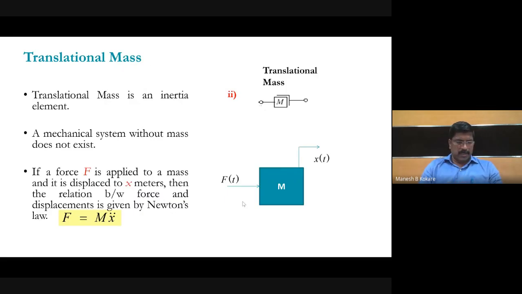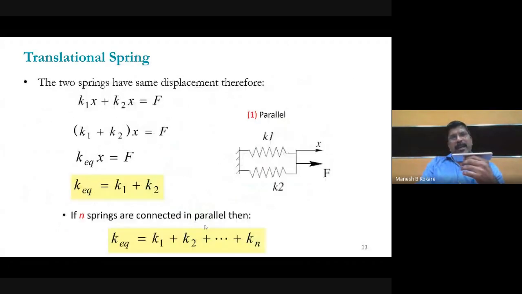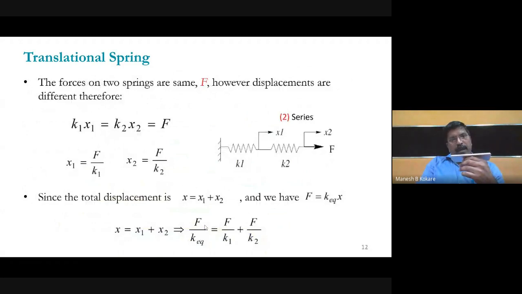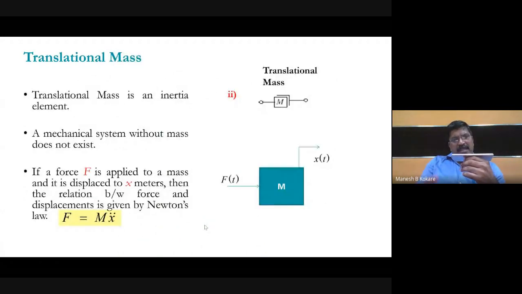That was the translational spring system. Now another element, the translational mass element. For example, if this is the mass element and I push it, then when I apply a force on this mass element, it will offer an opposite force. This opposite force offered by the mass element is directly proportional to the acceleration. The opposite force offered by the spring element was directly proportional to the displacement.